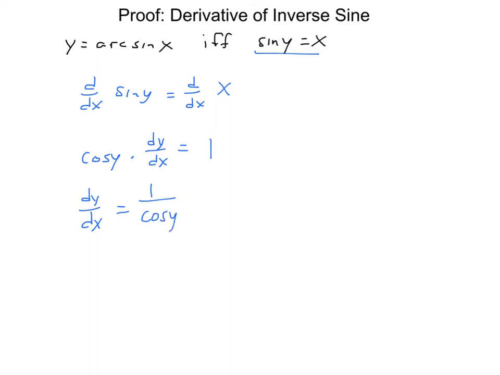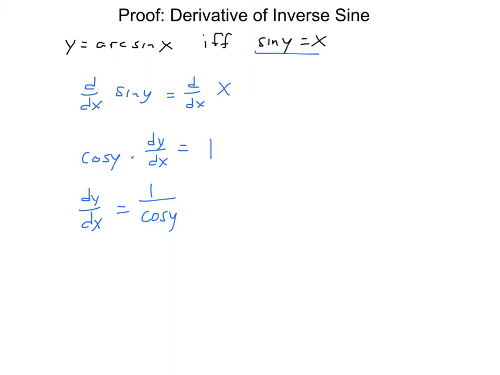Now at this point you're saying, wait a second, you've just told me that the derivative of y with respect to x, where we know y is equal to the inverse sine of x, so the derivative of inverse sine of x, is 1 over the cosine of y. But that's not what we saw in the previous slide. We saw that the derivative of the inverse sine was 1 over the square root of 1 minus x squared. Well, I'm going to have to convert cosine of y into something involving x.